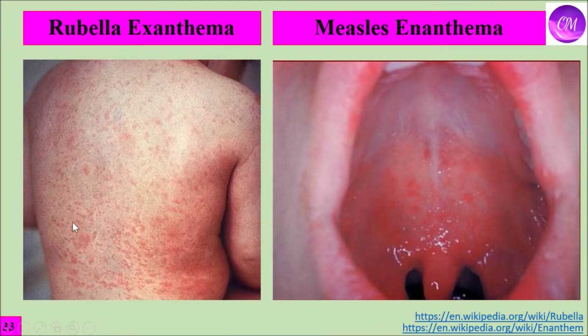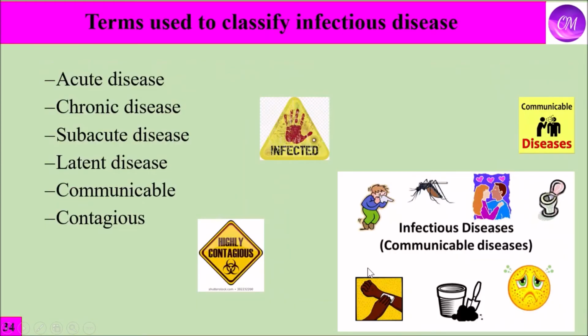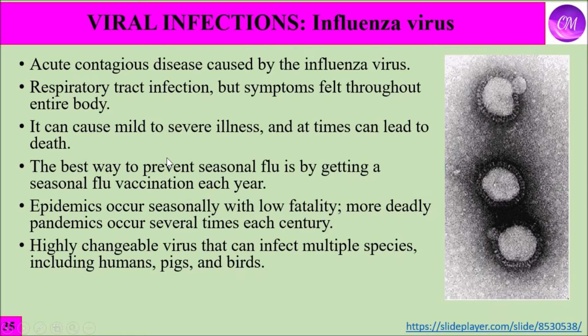Here are samples of exanthema, rubella exanthema, which presents in the skin as a skin rash, and measles enanthema. So here you see the terms to classify the infectious diseases: acute, chronic, subacute, latent, communicable, and contagious.